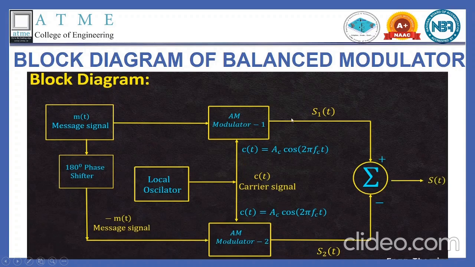After it crosses the AM modulator and gets mixed with the local oscillator, we get the two waveforms from the phase shifted paths. From here we get a 0 degree phase shift, and from here a 180 degree phase shift, which will be summed up here, and finally we get the signal S of t, which is the DSBSC signal.